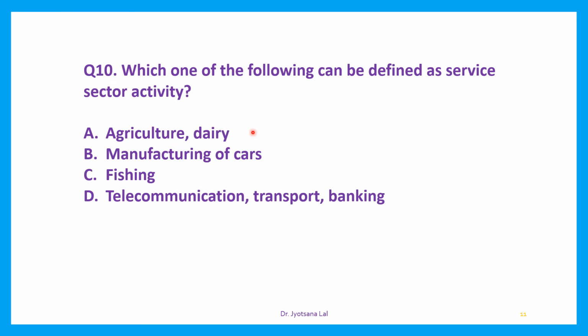First, agriculture and dairy. This is related to primary sector, so this is not the answer. Manufacturing of cars. This is related to secondary sector or industrial sector, so this is not the correct answer. Fishing is also related to primary sector, so this is not the answer. Option D, telecommunication, transport, banking, these are considered as services, so these are included in the tertiary sector or service sector in the economy. So correct answer is D.